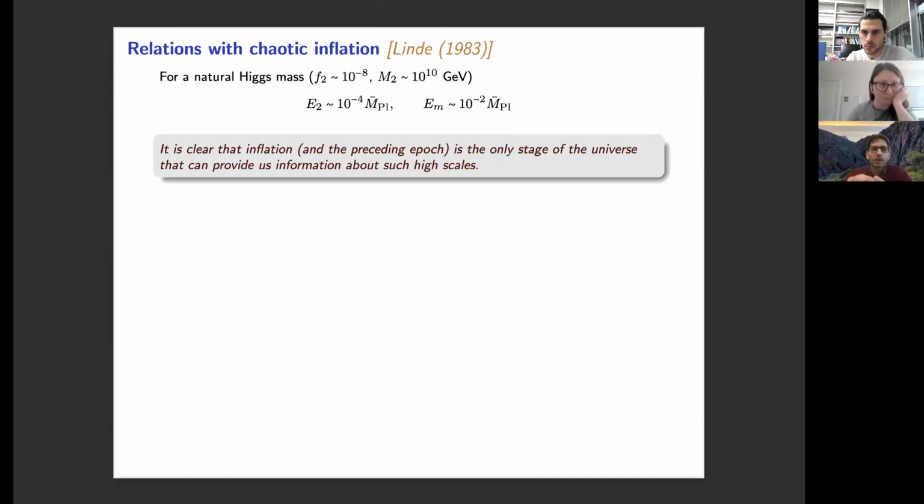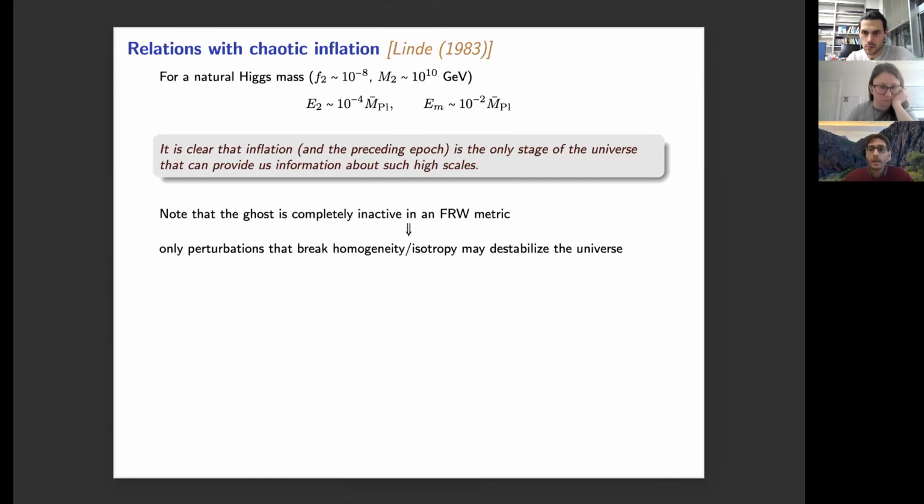There is also a very nice relation with chaotic inflation, the idea by Linde. First of all, for a natural Higgs mass, these two threshold energies, E2 and EM, are very, very high. So basically, we can only probe these energies by looking at inflationary setups, inflationary observables.